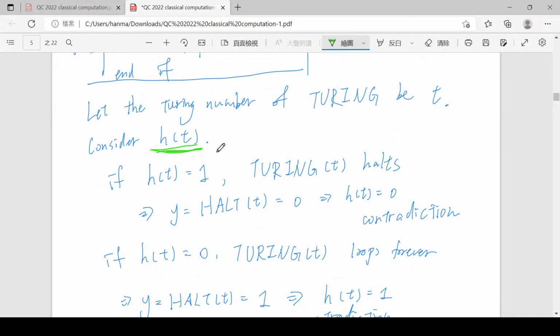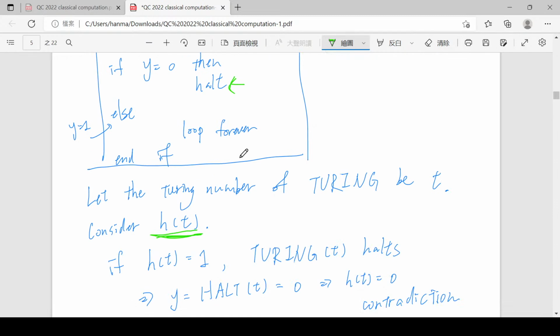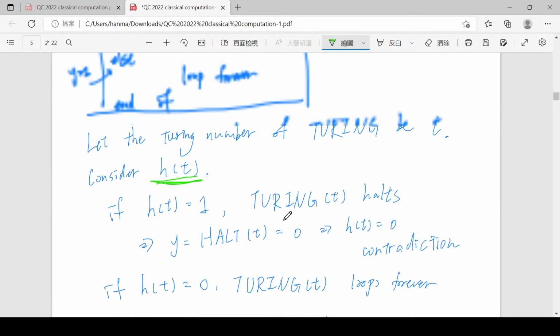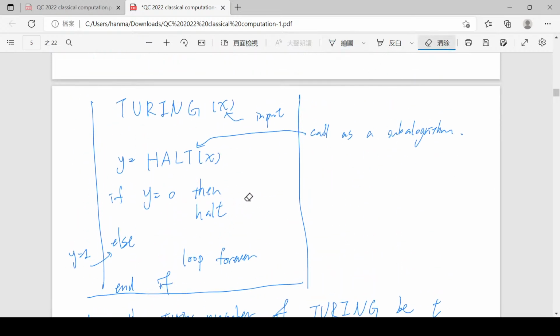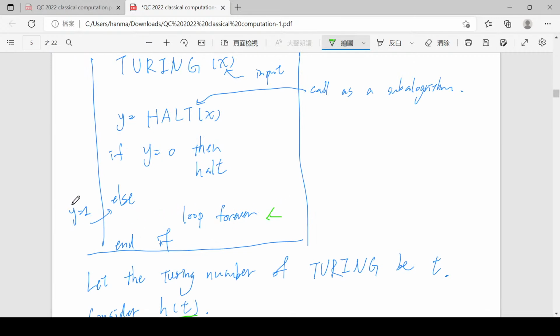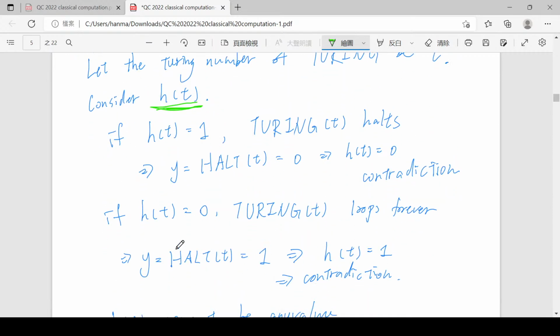And what about the other way? The other way is very similar. So if h of t equals 0, then that means Turing of t will loop forever. And if you look up Turing of t, then the only way it ends up looping forever is stuck here. But if it's stuck in here, then it means it must first compute that y equals 1. And that means hold of t equals 1 and h of t equals 1. So that's also a contradiction.